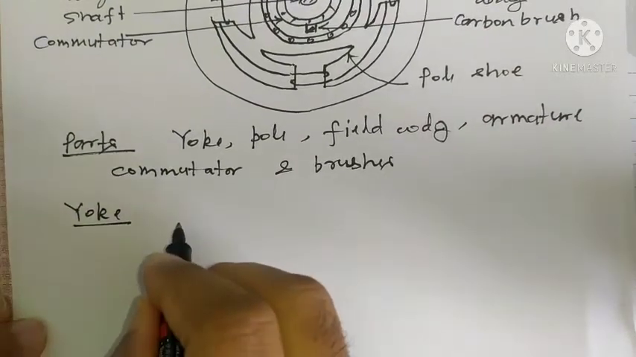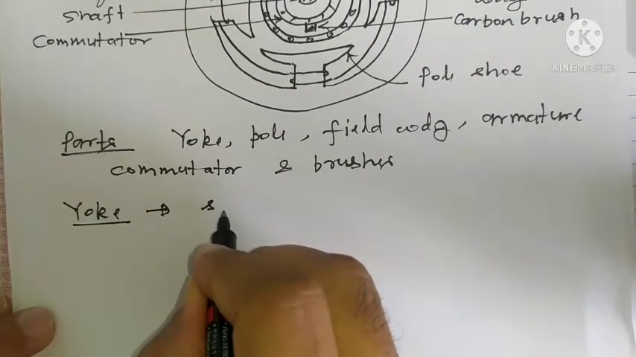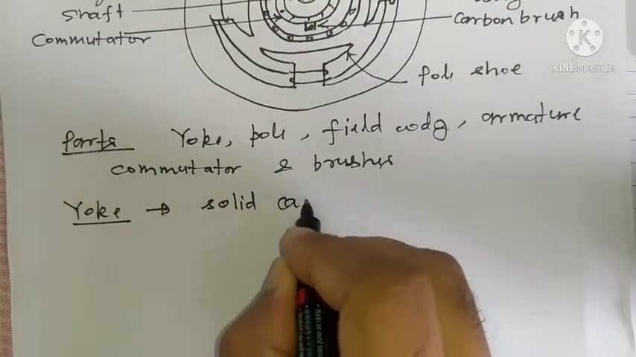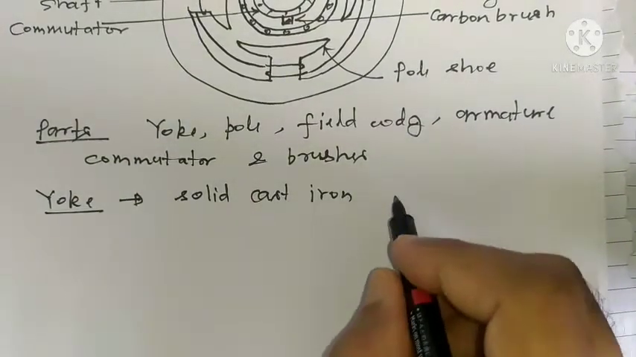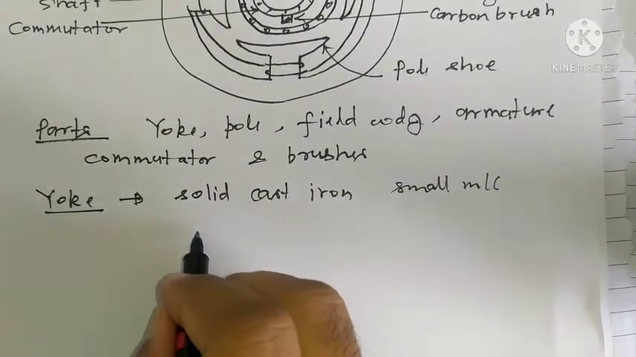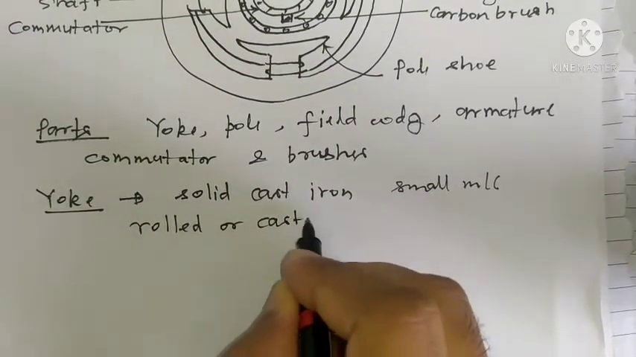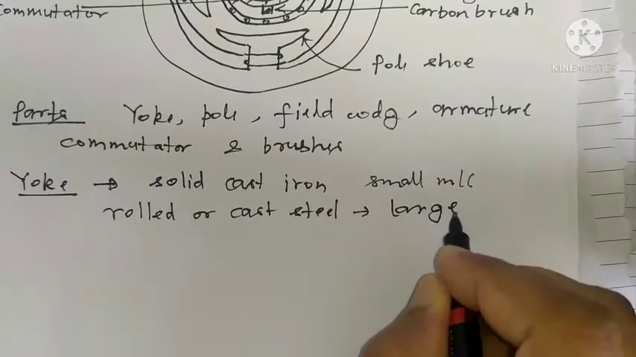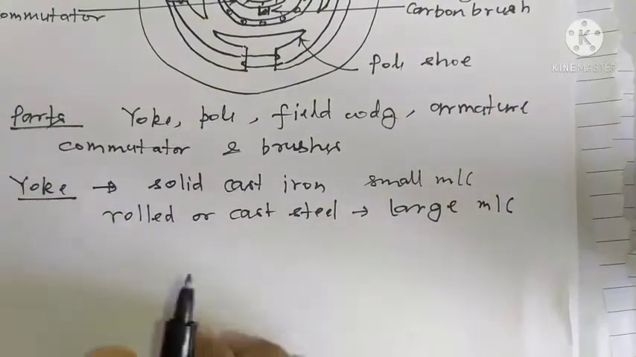Now let us see these parts. Yoke. This yoke is made up of solid cast iron for small machines, and for large machines rolled or cast steel will be used, because there we have to increase permeability for large machines.